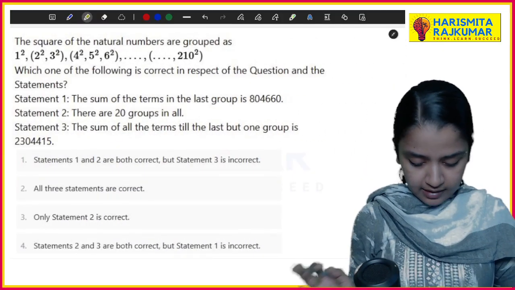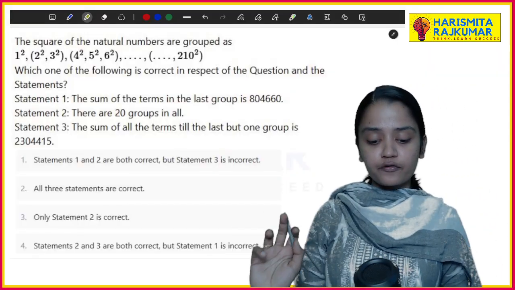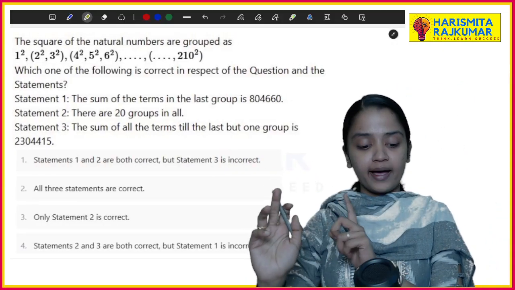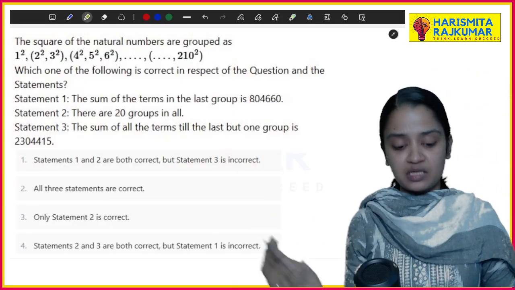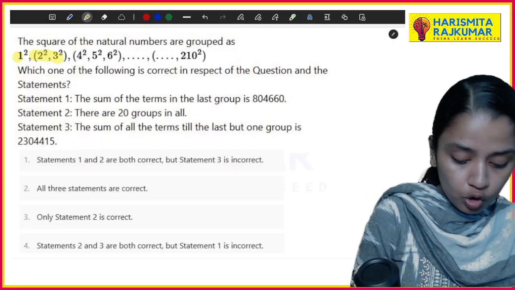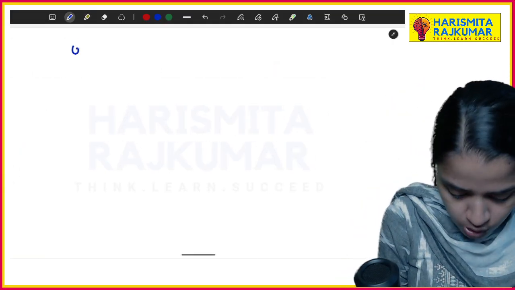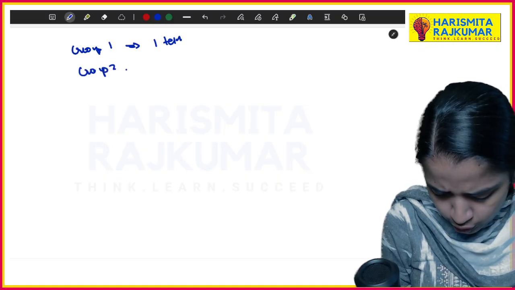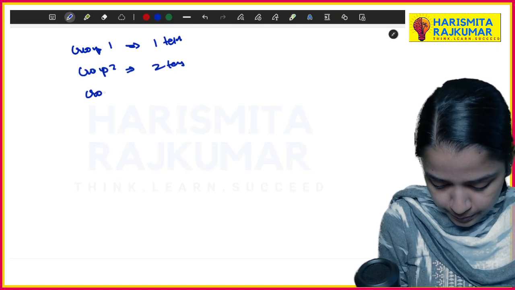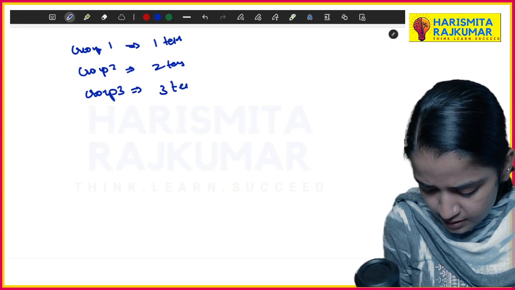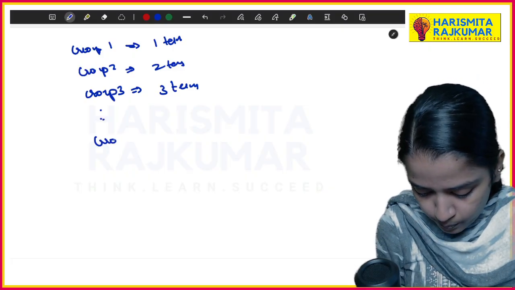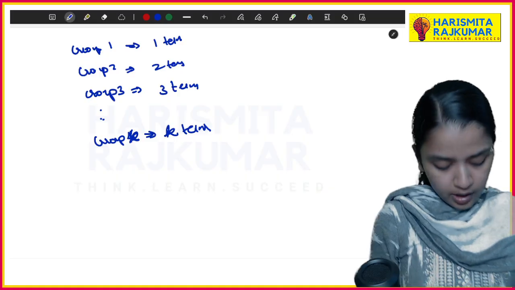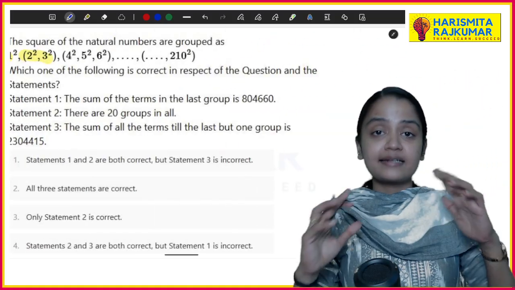Now, next one is about squares of numbers that are grouped. Basically 1 square, 2 square, 3 square, then 4 square, 5 square, 6 square. In group 1 you have only one term. Group 2 you have 2 terms. Group 3 you have 3 terms. Then it goes on, and group K you have K terms. I hope you understood it. So it is a triangular grouping.